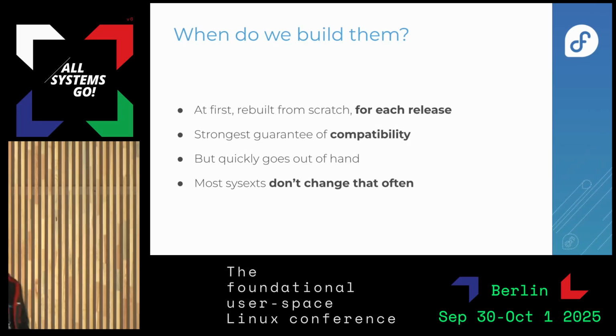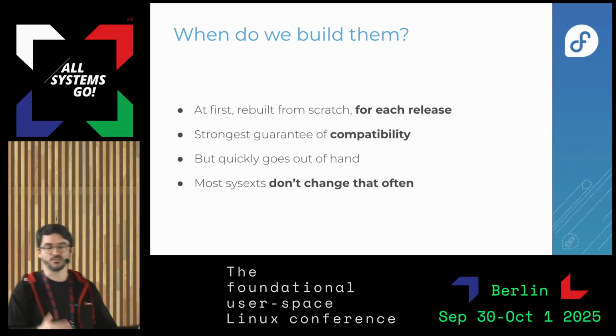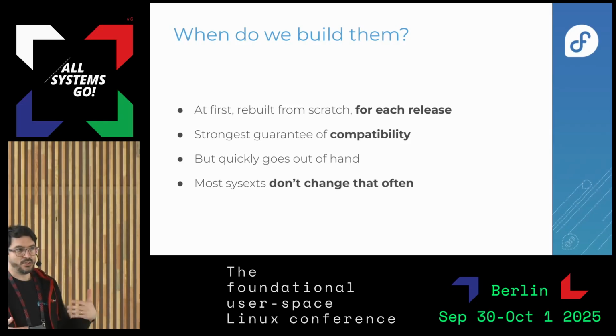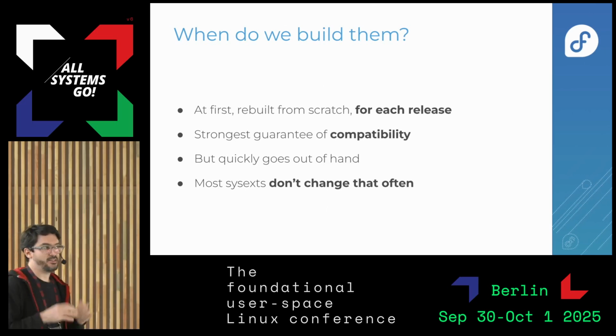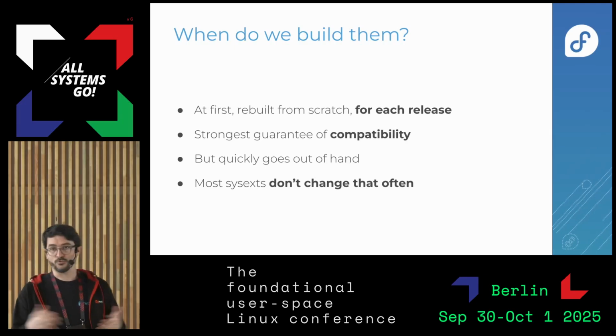Then the question becomes, okay, we've got those things here, but updates happen. We need to update the content. We need new versions of all those things. So when do you actually do the updates? Well, the first version was building those Sysexts for every single version that we release. So every time we would release a version of the Atomic Desktops or Fedora CoreOS, for example, the CI would go and build all of the Sysexts for those versions.